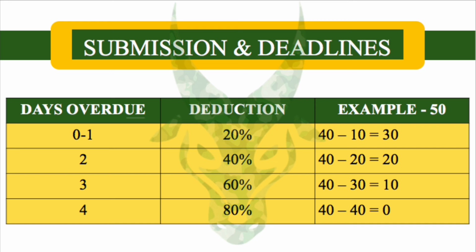So 40% is 20 points. So 40 minus 20, that's 20 points in total. 40 minus 30, that's 60%, 10, so on. If you got 80% deduction, that's 40. So 40 minus 40, that's 0. So that's for submissions and deadlines. I hope that's clear with you.